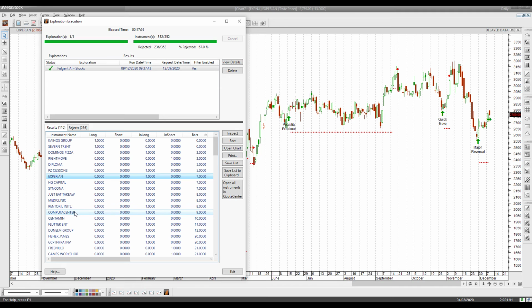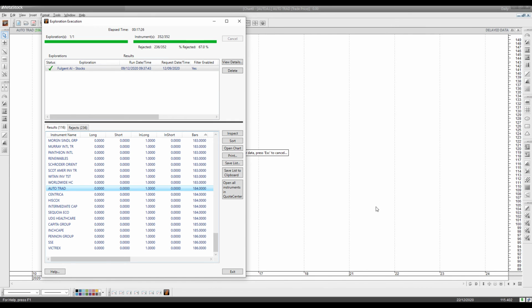So this is how you keep going down the list. You can sort from high to low. We know some of the trades that were in for a very long time. Victrex, SSE, Pennon Group, these are all in a trade for a very long time. Auto Trader there, interestingly enough, also in a trade for a long time.